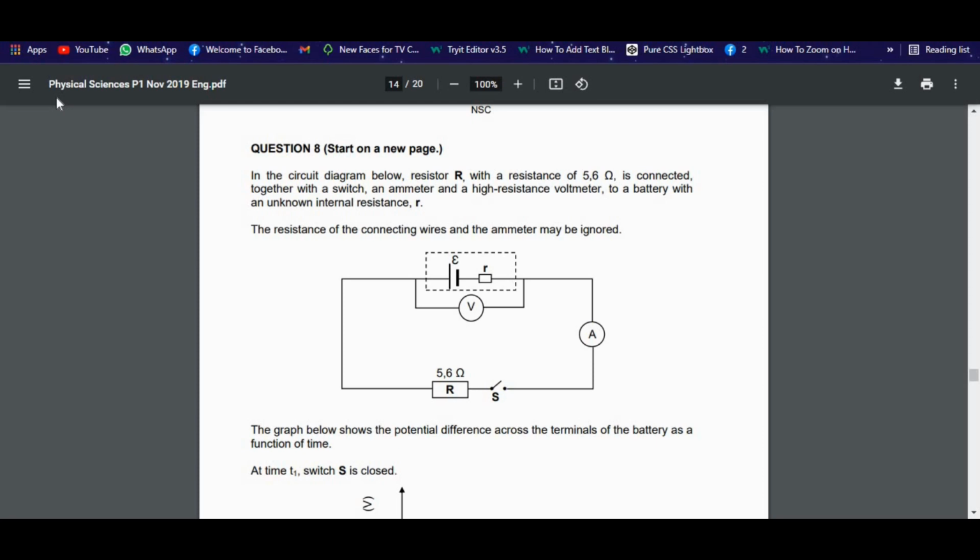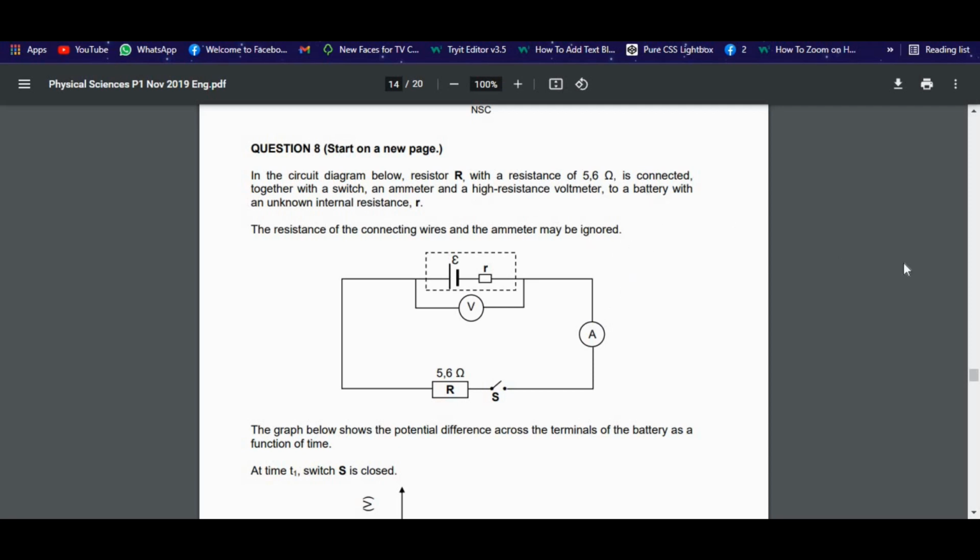This is a typical Grade 12 circuit. Very nice question. In the circuit diagram below, resistor R with a resistance of 5.6 ohms is connected together with a switch, an ammeter, and a high resistance voltmeter connected to a battery with an unknown internal resistance r. Now in Grade 12, we bring internal resistance into the picture. We're used to external resistance, but now we've learned that a battery itself has internal resistance, which also resists the outlet of its voltage.